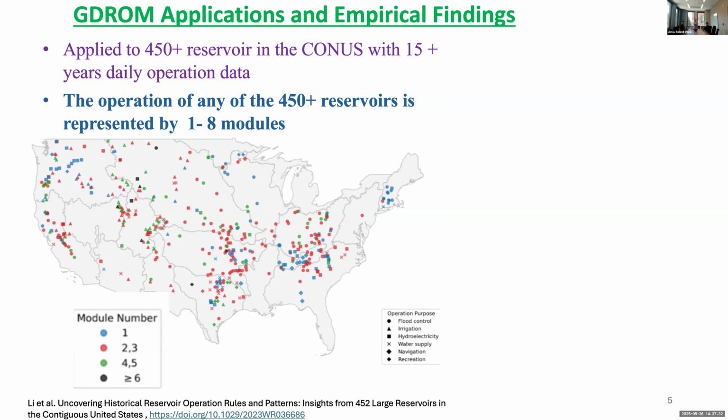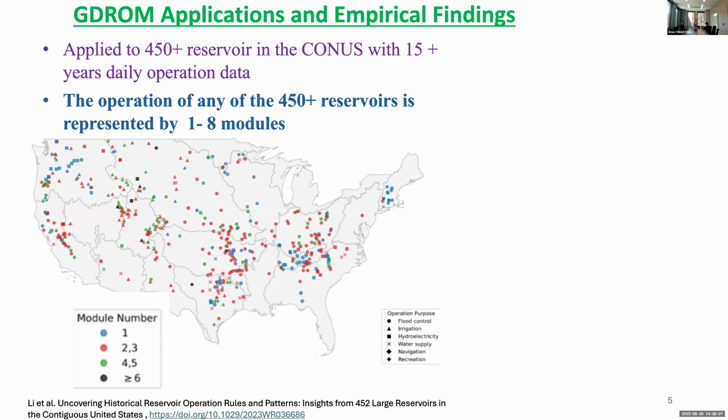So we know that some dams or reservoirs used for irrigation or for recreation, their operation is basically simple. They keep a kind of constant flow. And most of the reservoirs, especially with flood control, irrigation, and water supply, could be represented by 2 to 5 modules. Right? It's a little more complex.